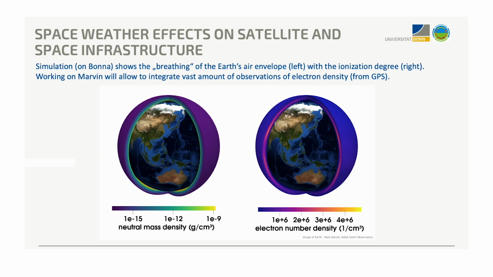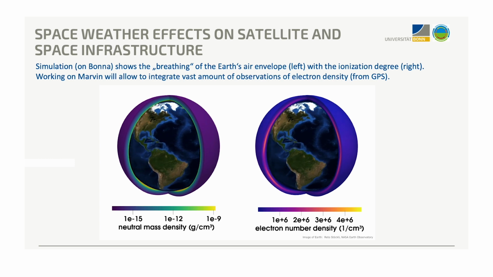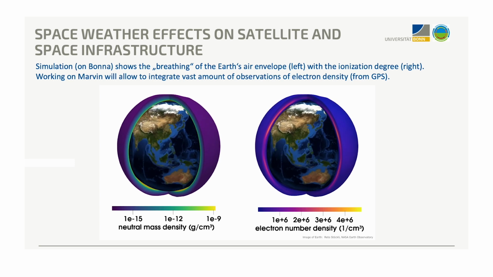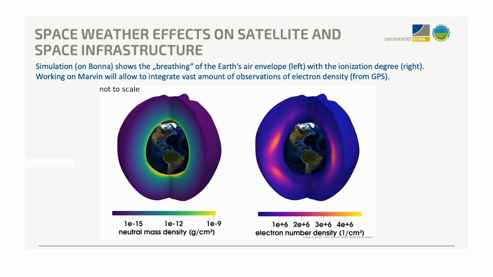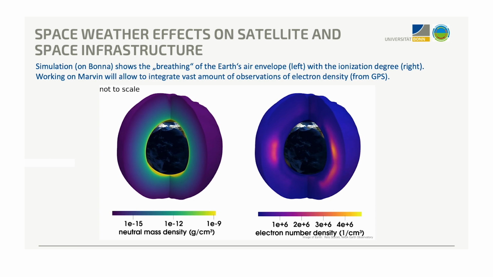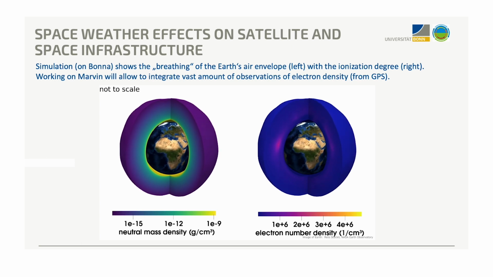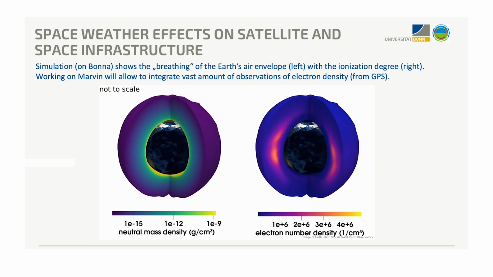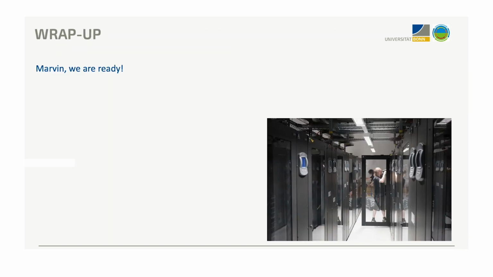And I'm almost ready with this presentation. This simulation, provided by my PhD student Armin Corwin, shows the neutral mass density evolving in time. On the right-hand side, you see the electron content of the high altitude. And you see that on the left-hand side, the neutral mass, so our atmospheric envelope, really reacts in sync with the electron content of the high altitude. So it's like the breathing of the Earth's air envelope. And it's only possible with a supercomputer.